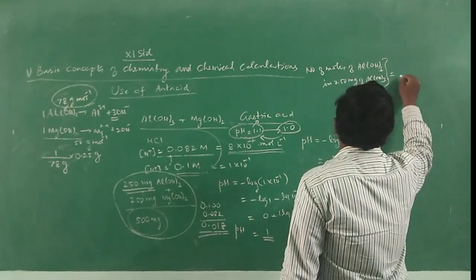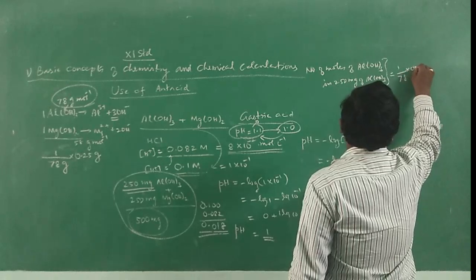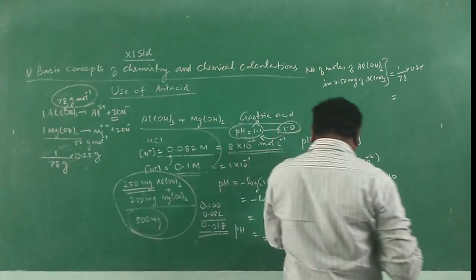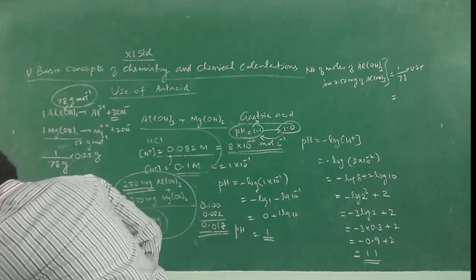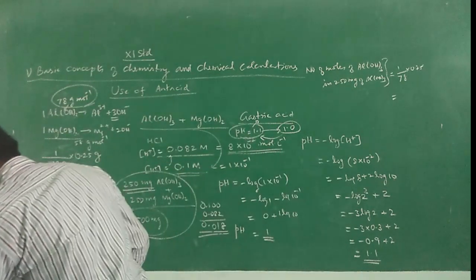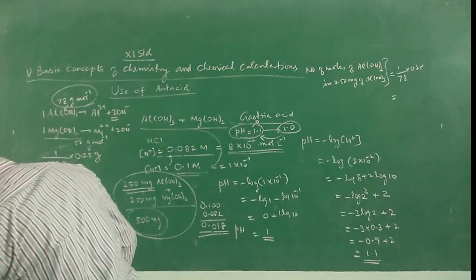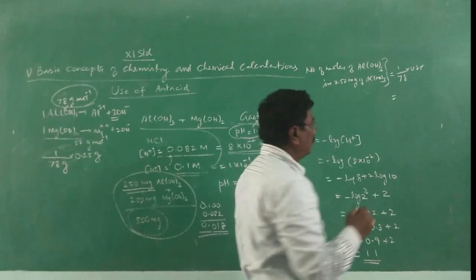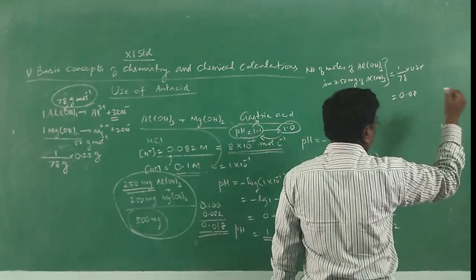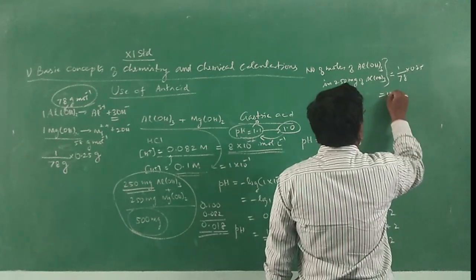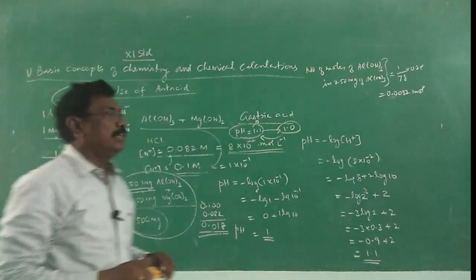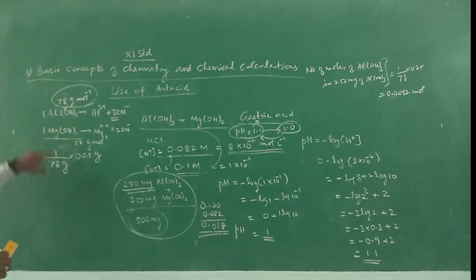See, 78 gram contains 1 mole. Therefore, 0.25 gram contains how many moles? When you divide, you may get the value of 0.0032 mole. 0.0032 mole of aluminum hydroxide is available. All right. So 78 gram contains 1 mole, and therefore this many contain this many moles.